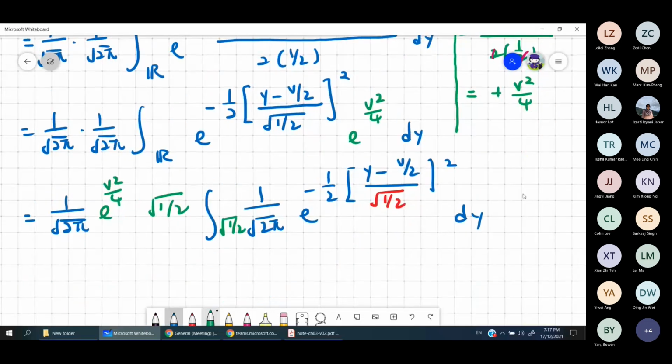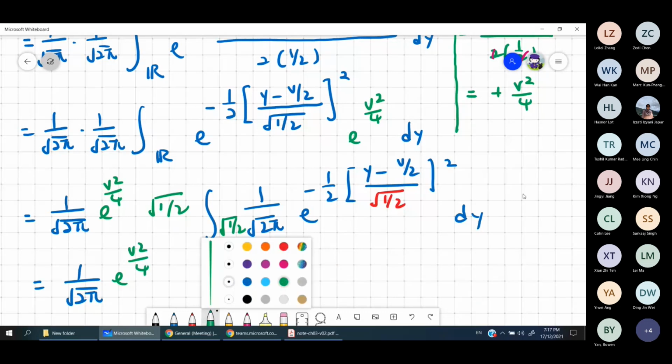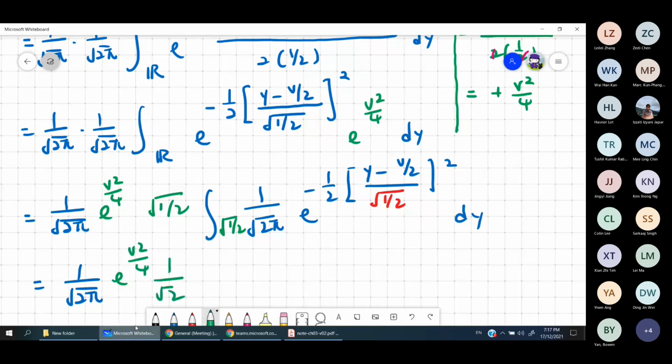Then what is remaining is 1 over this. Then this is e to the v squared over 4, and 1 over square root of 2. And this thing will be 1. Okay, so then you can see this ends up being an answer like that. So 1 over 2 pi multiplying 2, and e to the minus v squared over 2. So this is the answer.